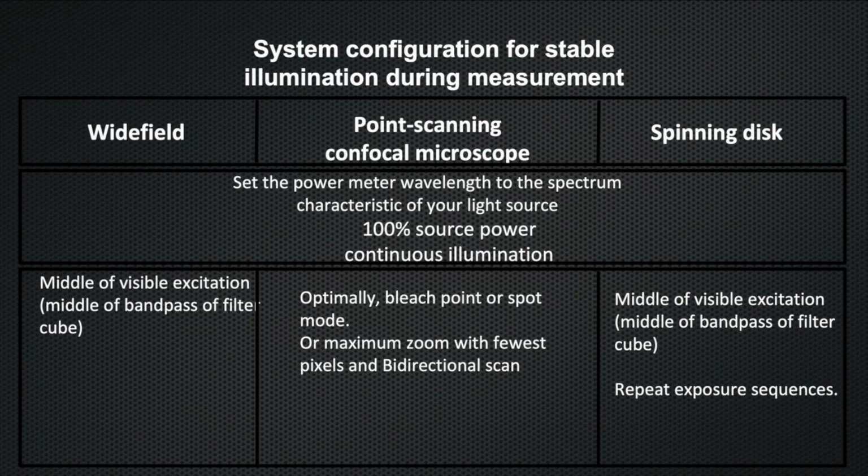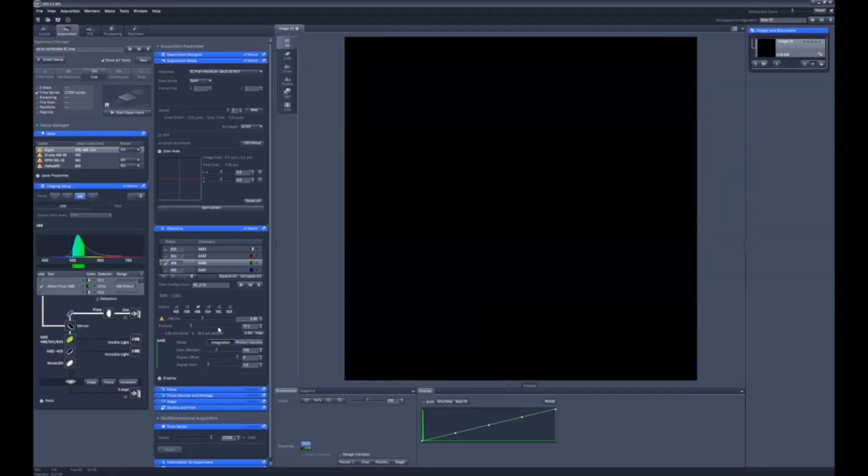These measurements are valid for any type of fluorescence microscopy, in particular for wide-field, confocal or spinning disk. In point scanning confocal, the scanning illumination method induces measurement artifacts due to laser off time between each line and frame. It is therefore recommended to use scanning conditions with as few pixels as possible, or ideally in bleach point mode, in order to define a single spot to be scanned, thus eliminating or reducing as much as possible the laser off time. Let's take the example of a confocal microscope.